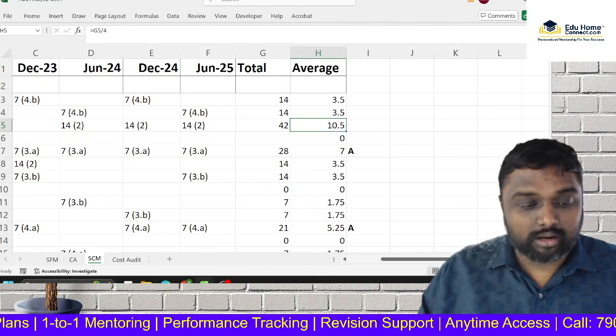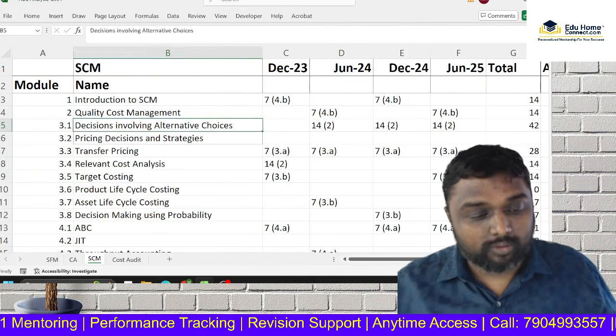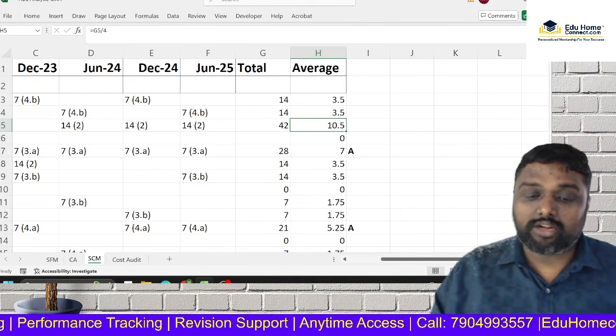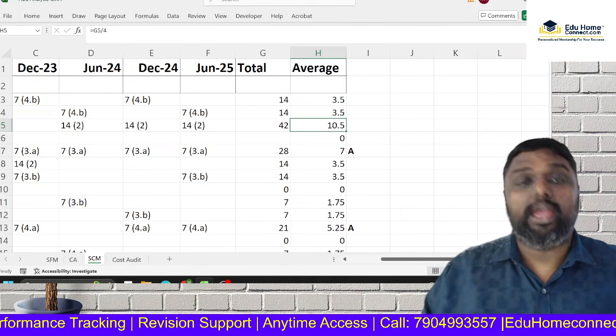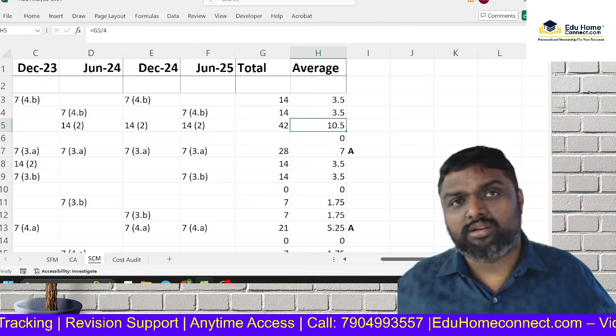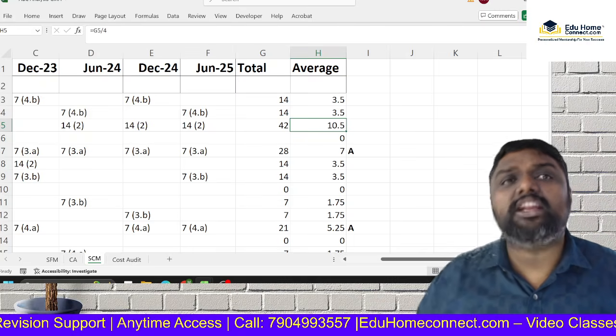There is some point called decision making. Every time question number 2. One time relevant costing came, 14 mark decision making. This question we have 10.5, but you are not putting it as A. Yes, I am not putting it as A because it is a lengthy question. You have to take at least 20-25 minutes to read and understand the sum.